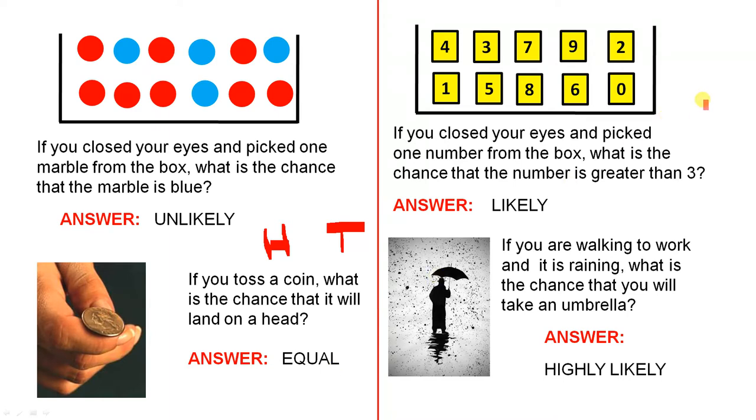If you closed your eyes and picked one number from the box, what is the chance that the number is greater than 3? Now, there are 10 numbers in the box. Let's look at the ones which are greater than 3. We have 7, 9, the 4, the 5, the 8, and the 6. So there are 6 of them. So because you've got 6 numbers that are greater than 3, the chance of picking a number greater than 3, the description would be likely.